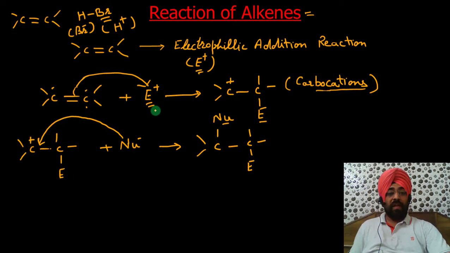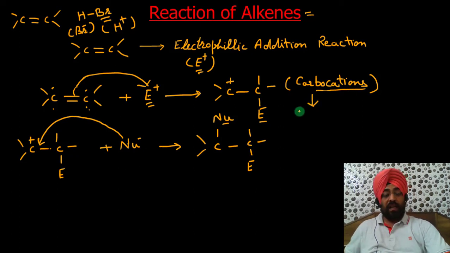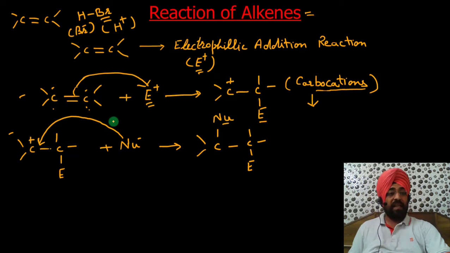Now what I have said is that either this carbon can carry the positive charge or this carbon can carry the positive charge. Which carbon will have the positive charge? It depends upon the stability of the carbocation, which we will see in our next slide. So how can we determine which carbon the electrophile adds to? This is the general mechanism for all the electrophilic addition reactions of alkenes, irrespective of the nature of the electrophile.